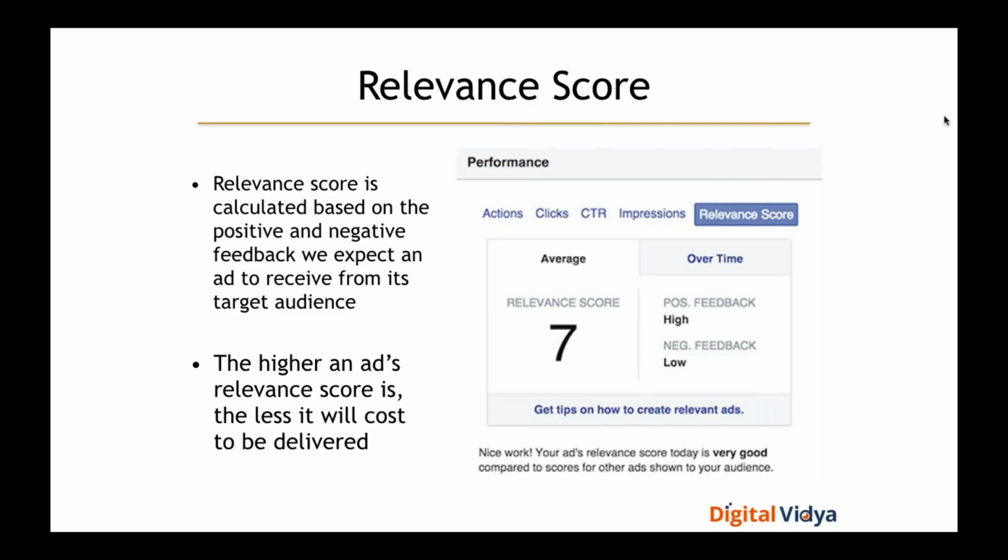Now, why is this CTR important? Because CTR is interrelated to one more parameter, which is relevance score. What is relevance score? Just like quality score, a relevance score is a score given to your ad out of 10, depending on the performance of your ad. So Facebook will analyze the performance of your ad, and depending on the performance, it will give it a score. A higher score, which is 7, 8, 9, means that your ad is doing really well. A score of 6 or 5 means that it's okay, and a score below that simply means that the ad is not doing well at all.